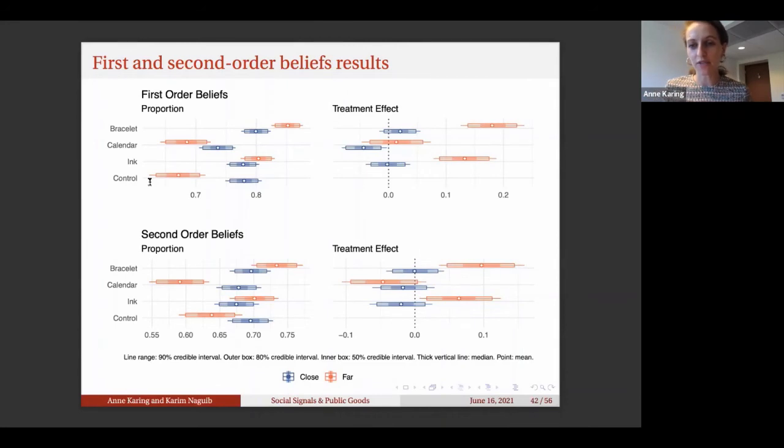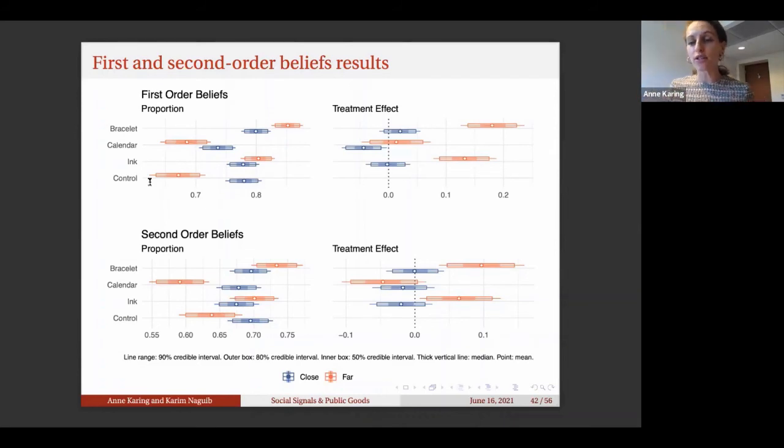And since we're running out of time, the only thing I'd like you to pay attention to is just focus on the first order beliefs. And you can focus on the right upper graph or image, which is the treatment effects. And what we can see here, interestingly, is that for the calendar treatment, again, we're separating it by far and close, we really see no difference in terms of first order beliefs, the information that people had about others' decision to come for deworming treatment. So the private incentive was similar to the control in terms of information content.